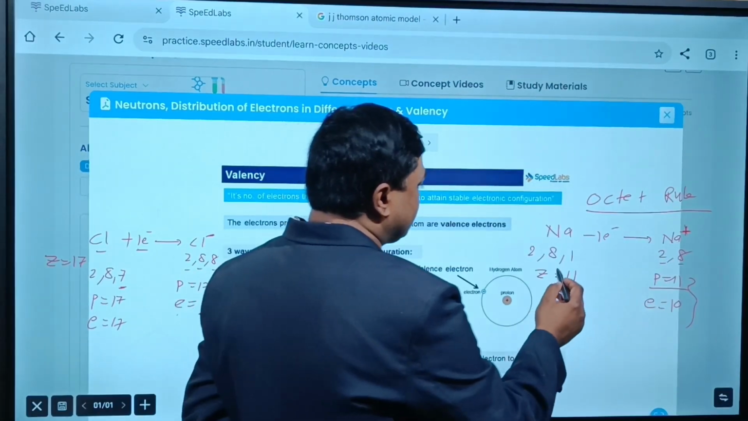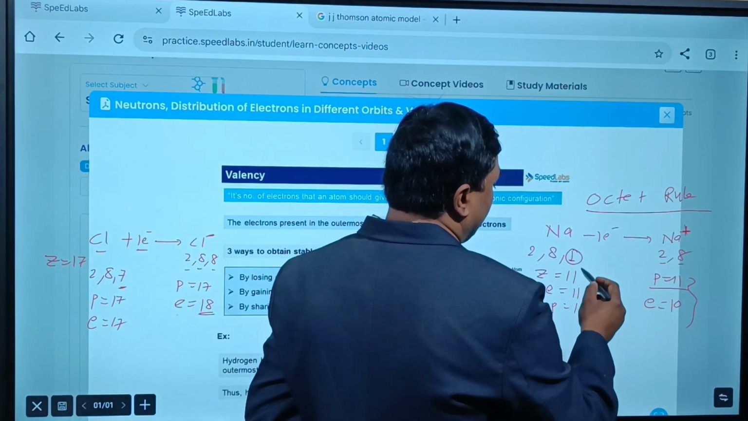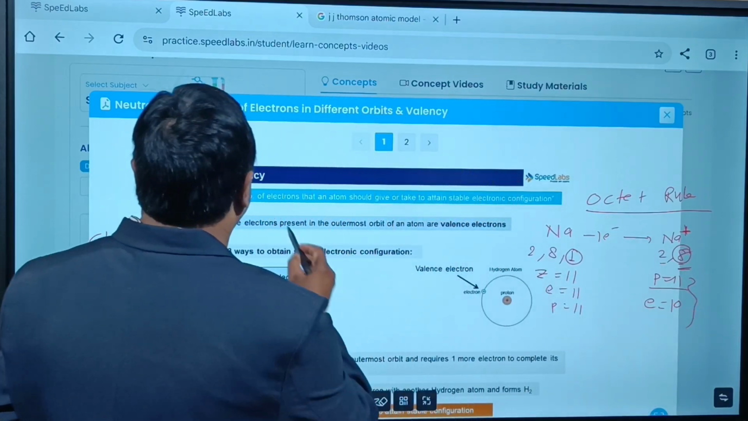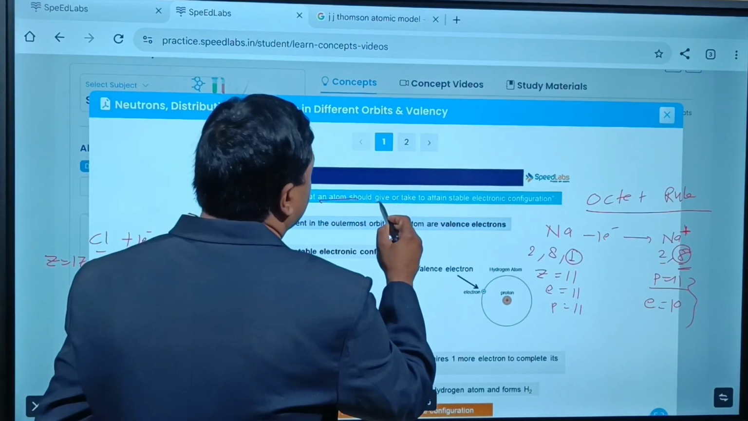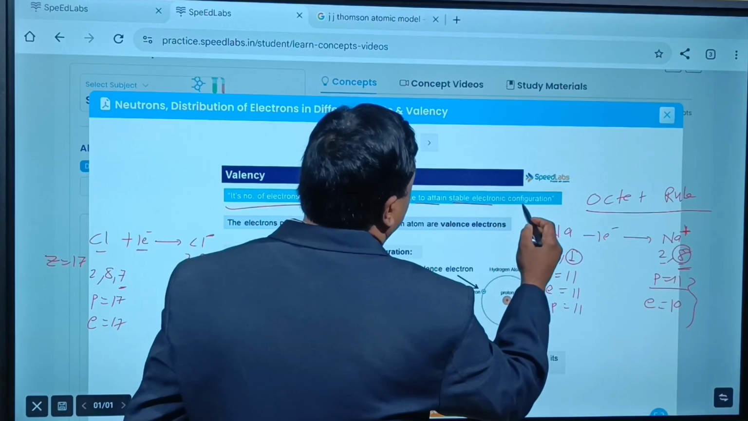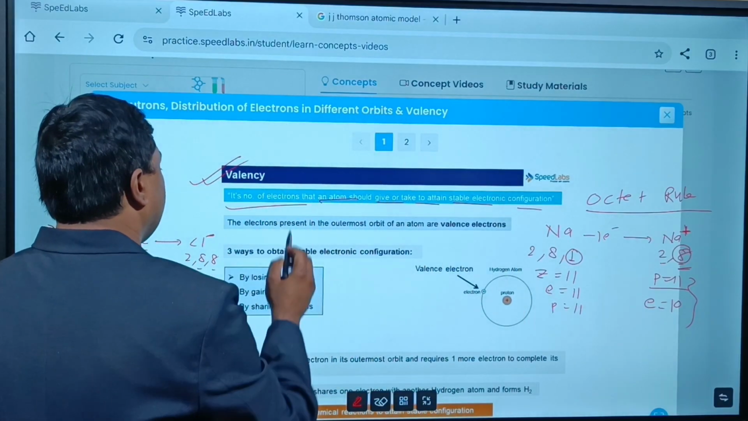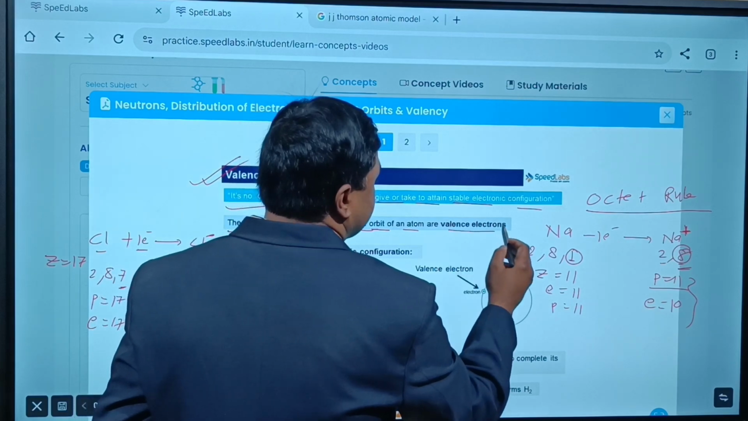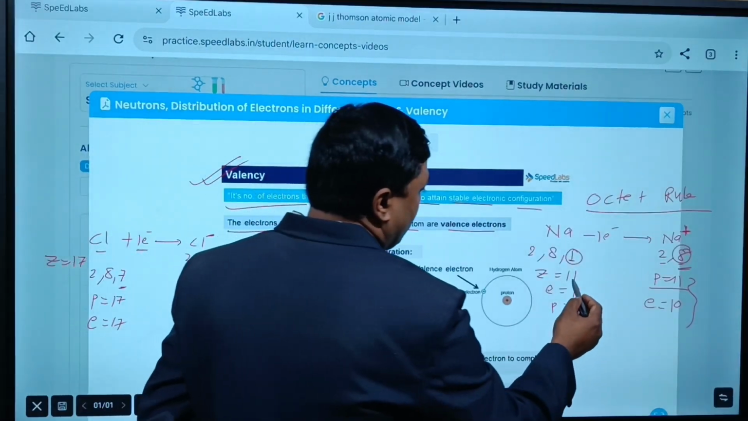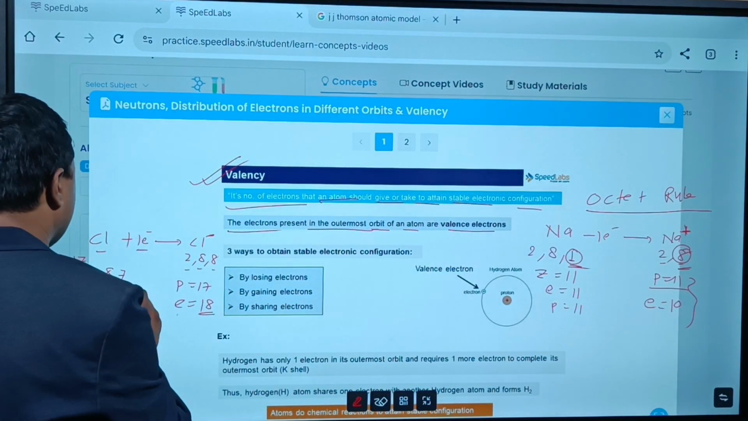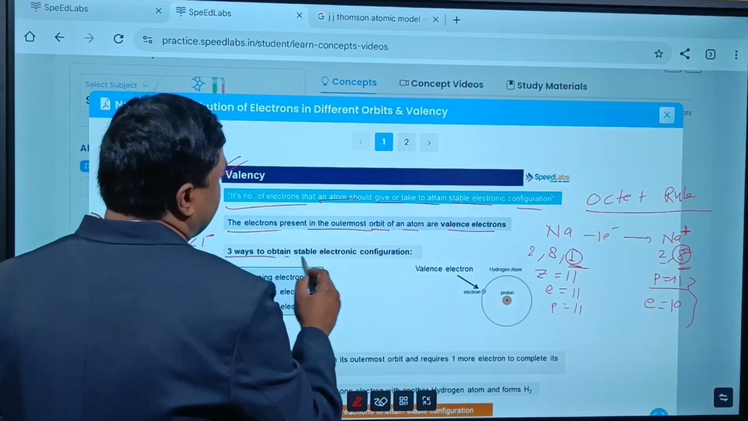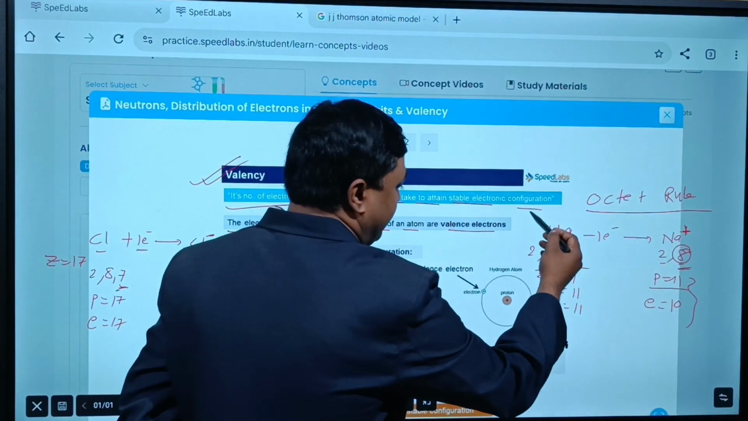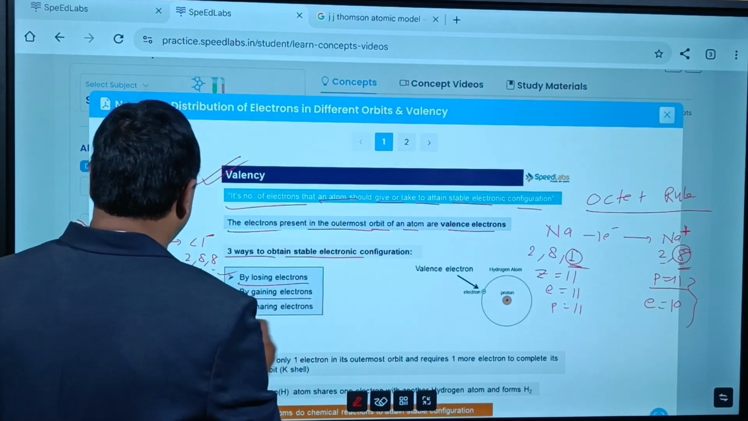So here chlorine is gaining 1 electron to become stable. Here sodium is losing 1 electron to become stable. Is it clear? So the number of electrons that an atom should give or take to attain the stable electronic configuration, that is the valency. The electrons present in the outermost shell or orbit of an atom are the valence electrons. Here what is the valence electron? 1. Here what is the valence electron? 7.